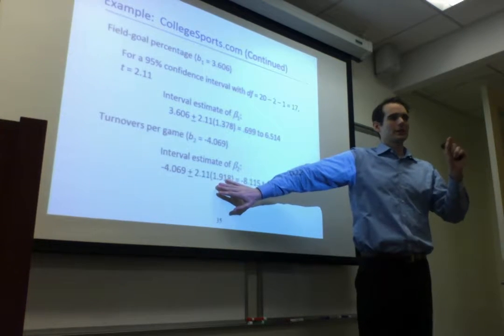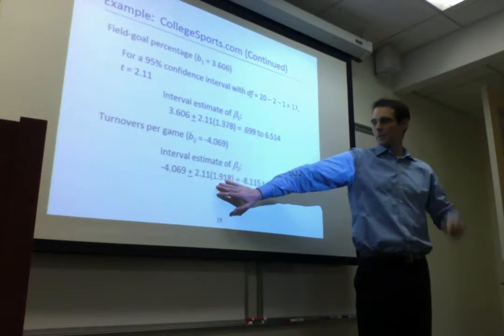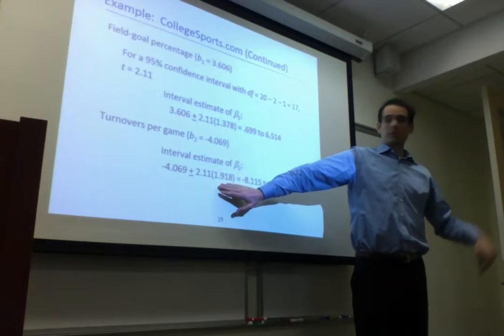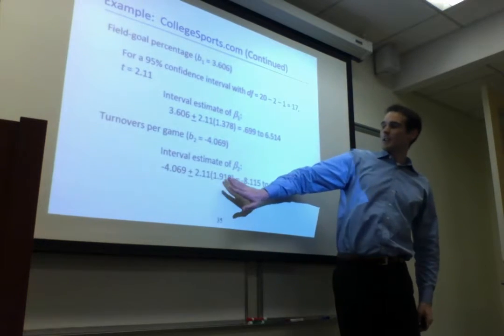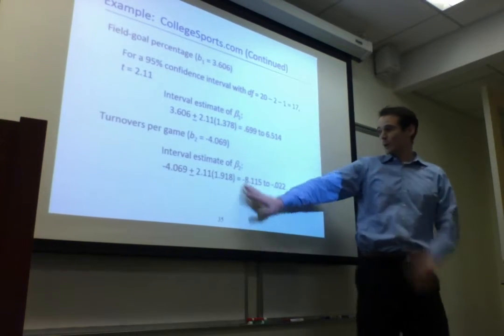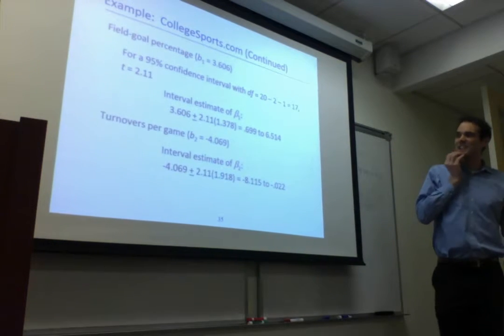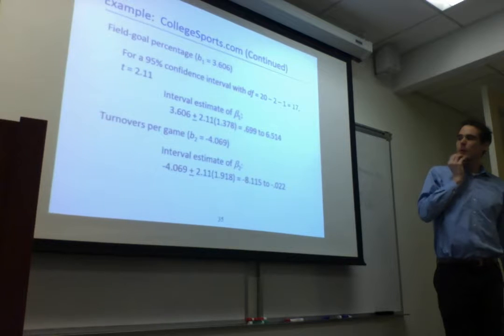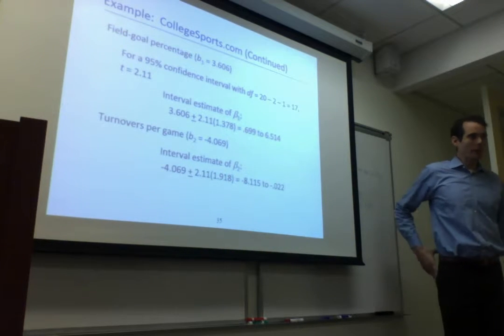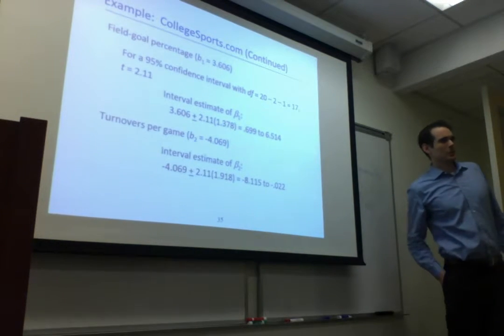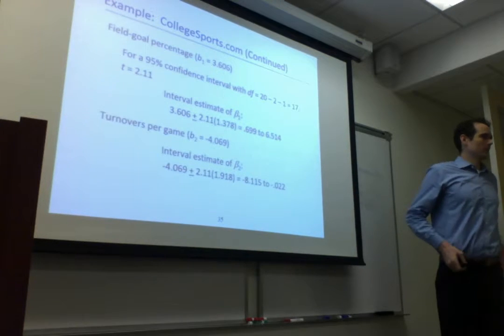Standard deviation of the sampling distribution. Yes, of the sample slope of this other slope. These are 2 different slopes. And this one has that standard deviation. Okay. And what does it come out to? -8.11 to -0.22. Can someone talk me through the intuition of that?